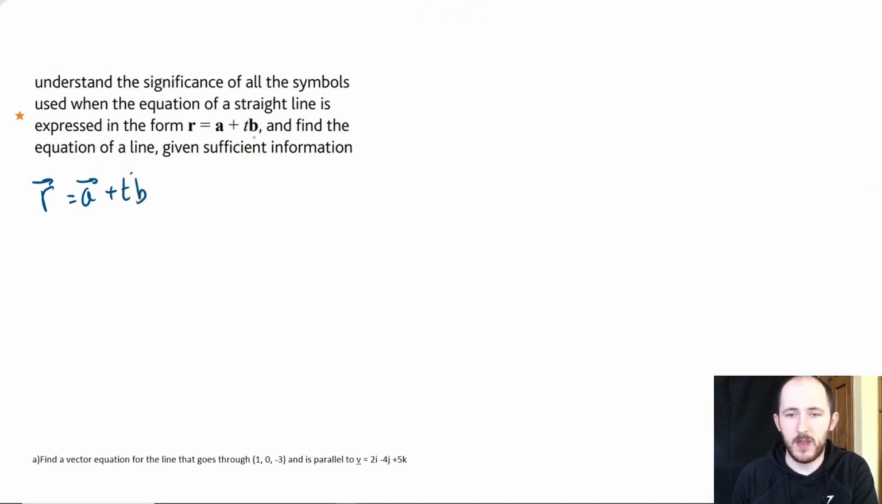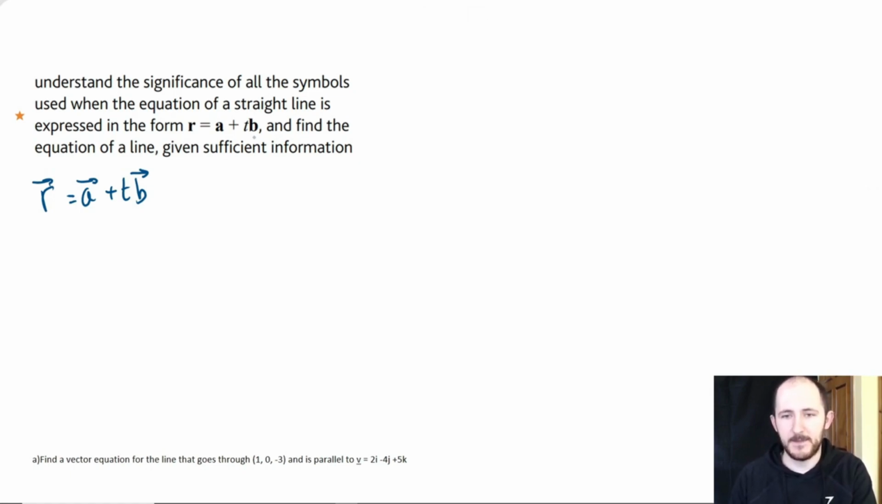So this is called the vector equation for a straight line, sometimes called the Cartesian vector equation for a straight line, because you also have a polar equation for it. So that is something you need to be kind of careful of. So what do these bits mean?